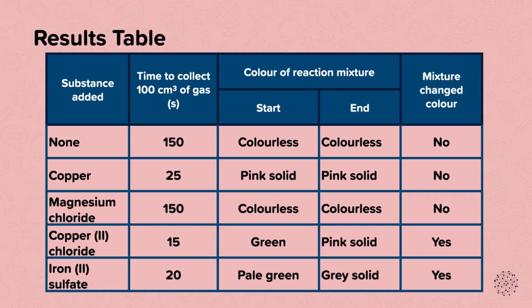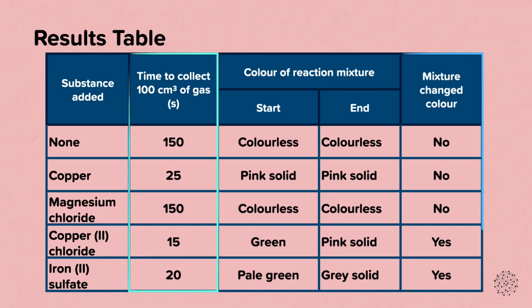To decide if the solid added is a catalyst, we need to look at whether the reaction occurred more quickly and whether the potential catalyst changed in the reaction. A catalyst will look the same at the start and end of the reaction.